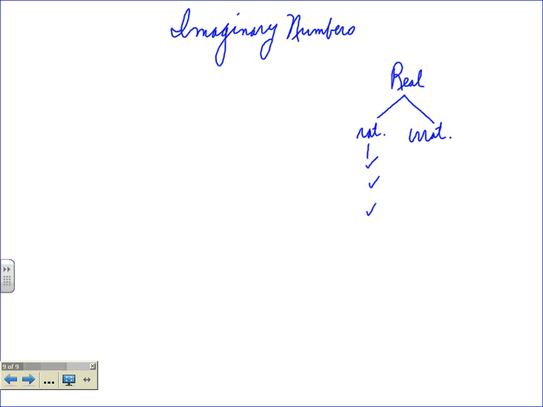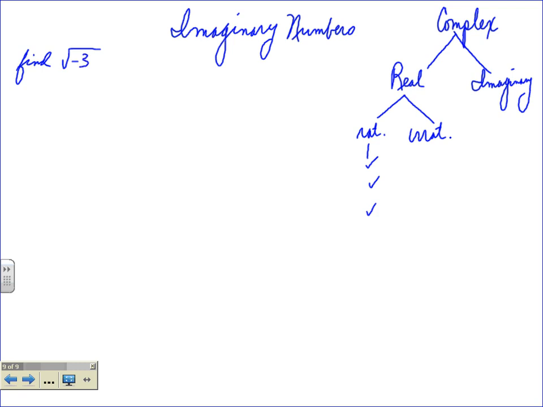But real numbers is not the only number system that we have. We also have complex number systems that include real numbers, but it also includes imaginary numbers. And what imaginary numbers allow us to do is to take the square root of a negative number. For instance, if I ask you to find the square root of -3, we can write that simply as i square root of 3, i standing for imaginary.